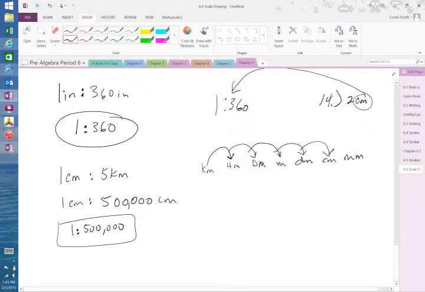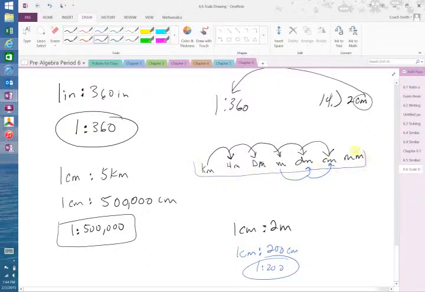Now, if it was 1 centimeter colon 2 meters, well, you're going from meters to centimeters. So you move 2 places to the right. So that means I add 2 zeros to my 2. So that'd be 1 centimeter colon 200 centimeters, so that'd be 1 colon 200. Okay, that's your conversion right there for the metric units.